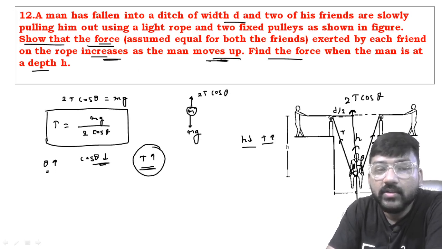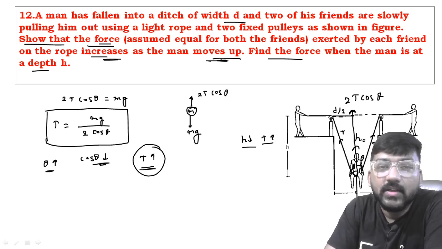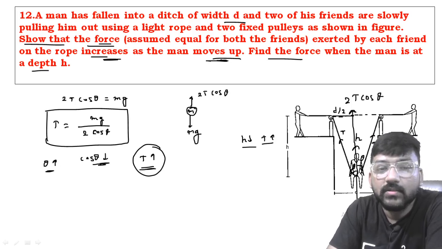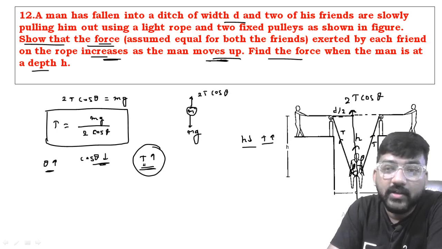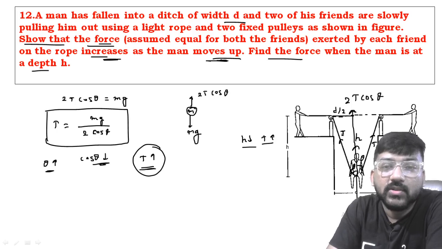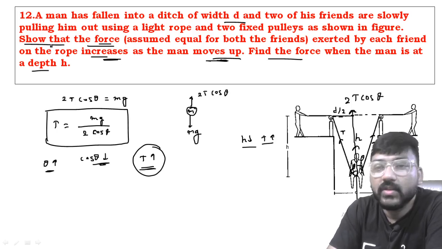When theta increases, H will decrease. So if H decreases, that means the man moves up. So when H decreases, theta increases, cos theta decreases, so T will increase. That means when the man moves up, the tension force T will increase. So that is what you have to show here.